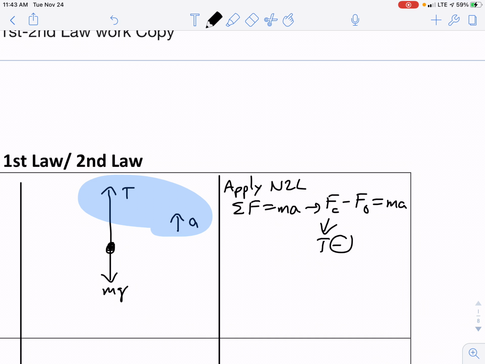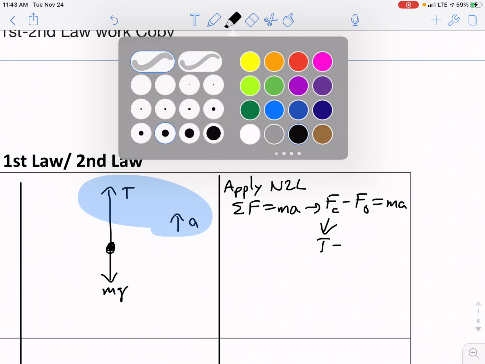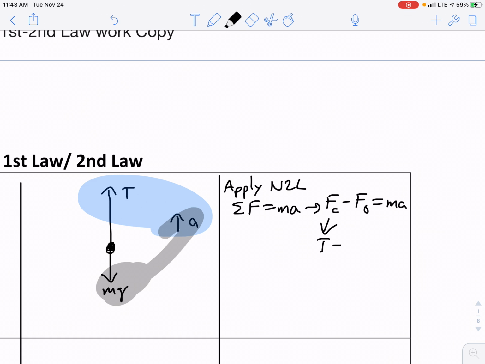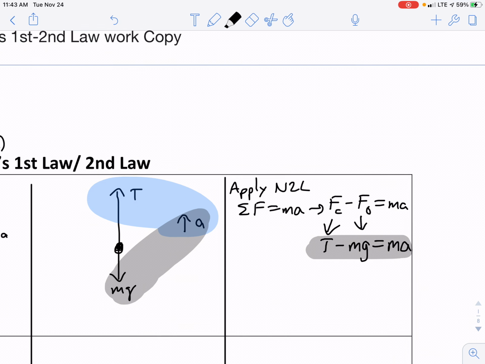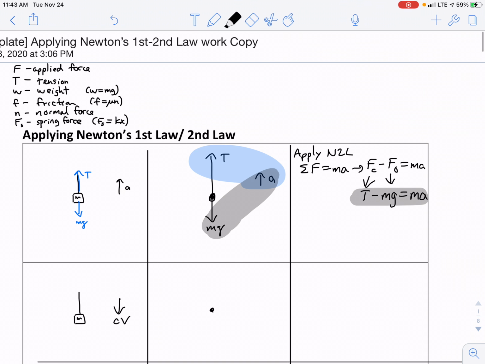Minus, why do we subtract? Because opposing forces go in the opposite direction. The opposing force would be the weight. The opposing force to acceleration would be the weight. We accelerate up, but weight points down. Therefore, tension minus mg equals ma. This would be the equation to model the upward acceleration of that object in number one.